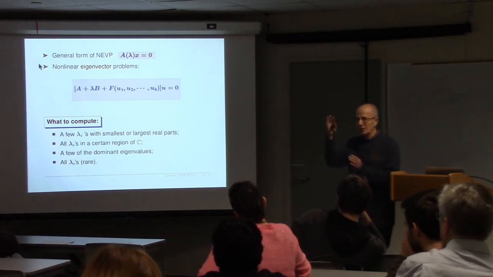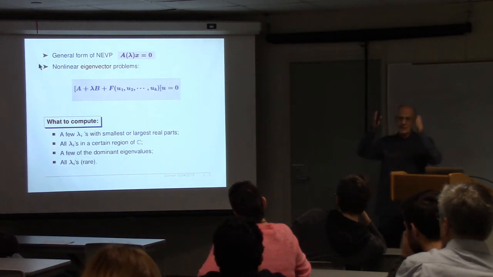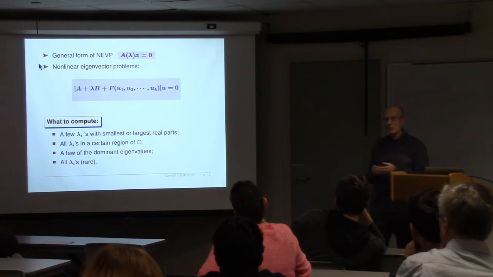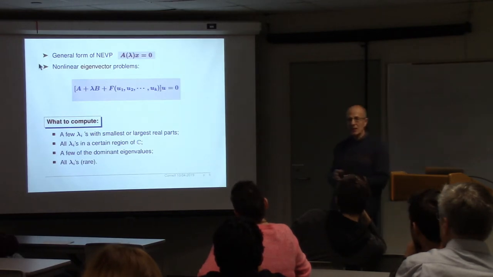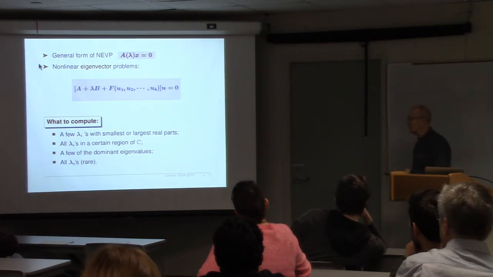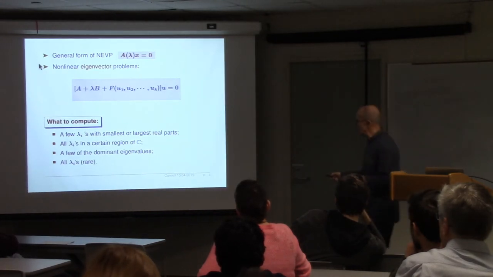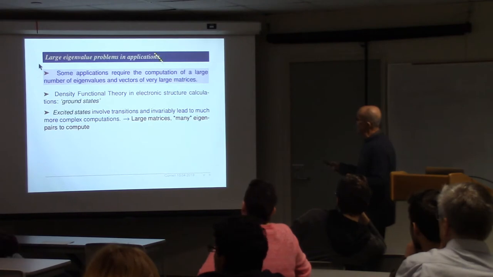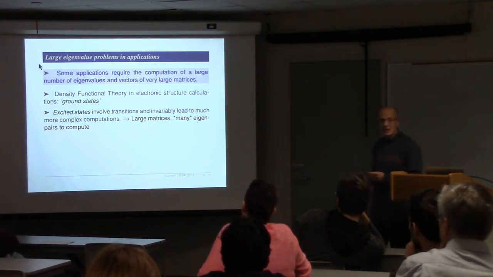That happens, for example, when you build a tower. You want to avoid some frequencies, because you have all the frequencies that arise in the area when there's an earthquake, and you want to avoid those. It's a very common problem in structures. So in some applications, you need really a large number of eigenvectors.